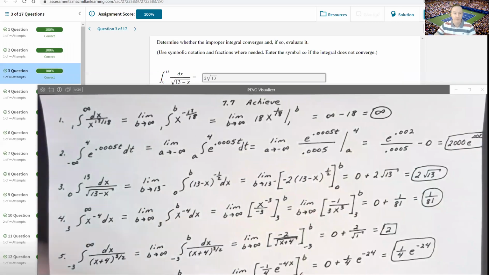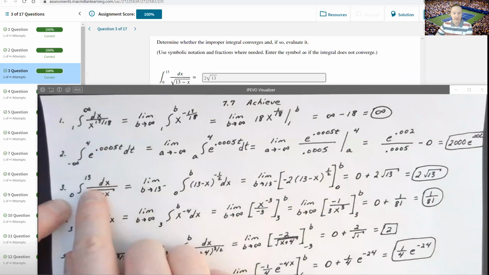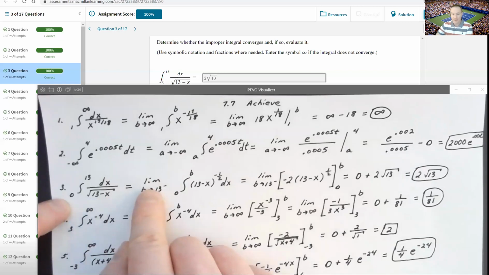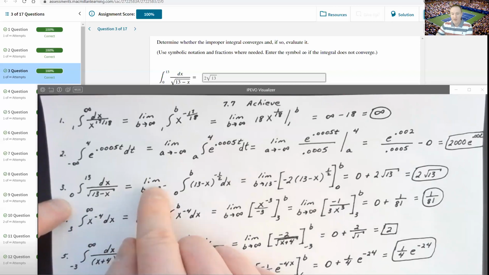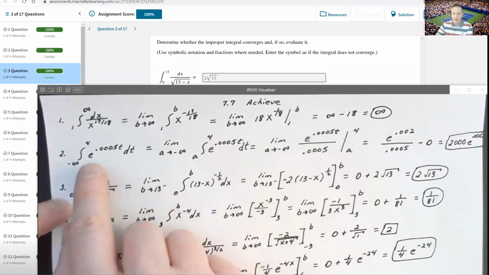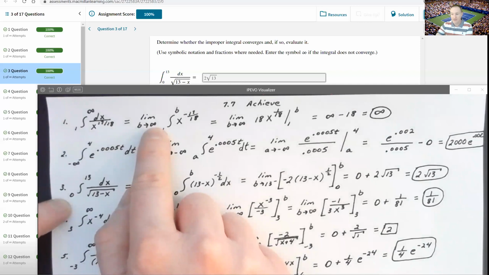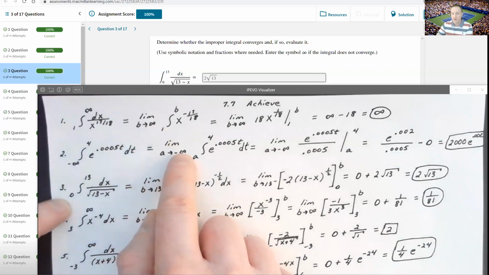The next one here, we have the integral from 0 to 13. As I mentioned at the beginning of the video, this function does not exist at 13. You have 1 over 0, which is undefined. But I show that that doesn't matter by making this a proper integral. Keep in mind here, in problems 1 and 2, I didn't need a one-sided limit, because if you're approaching infinity, obviously you're approaching from numbers below infinity. If you're approaching negative infinity, obviously you're approaching from numbers above negative infinity.